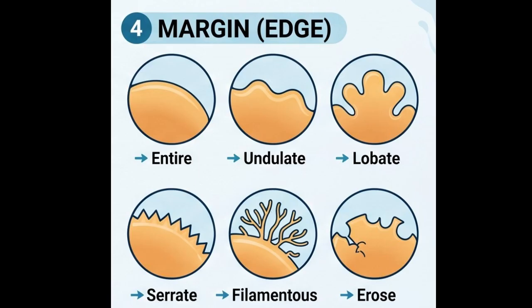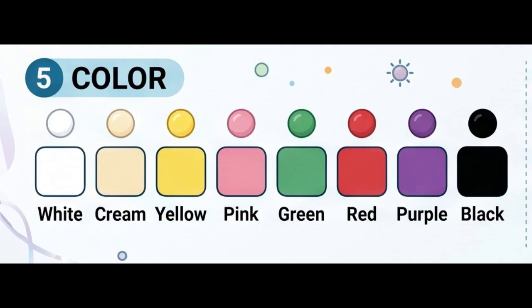Now, look closely at the edge, the margin. Entire. A smooth, unbroken edge. Undulate. Wavy edges. Lobate. Deep waves or lobes. Erose. Jagged or serrated like a steak knife. Why does this matter? Because the way a colony walks across the agar tells us about its motility and growth patterns. This is where microbiology gets beautiful.